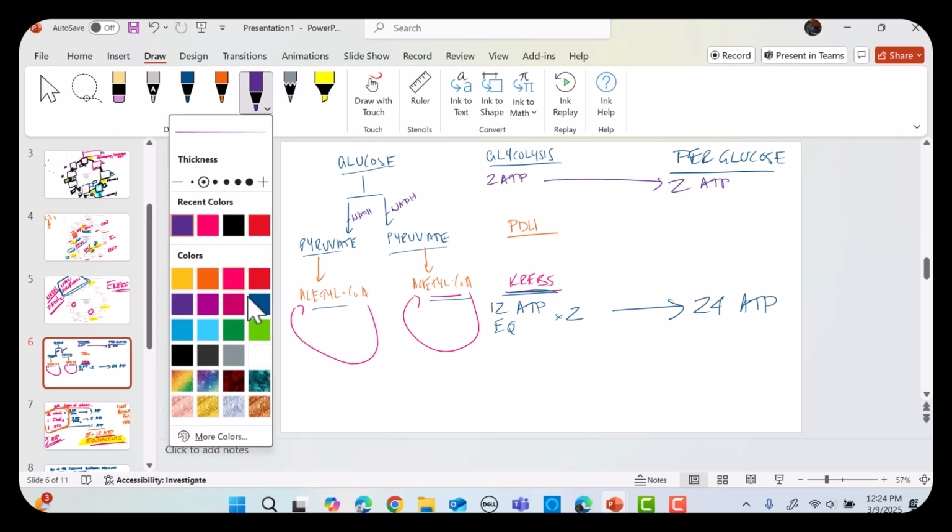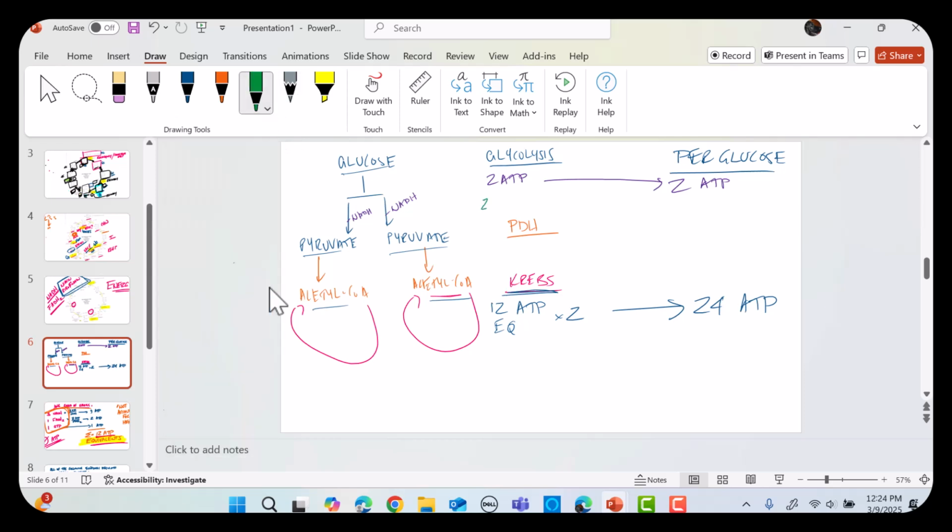Then those 2 NADHs are going to go and give me 6 more ATP when I cash my checks. When I did the pyruvate dehydrogenase complex, I also got an NADH for each pyruvate. So I have 2 NADHs. They're going to go and give me 6 more ATP.